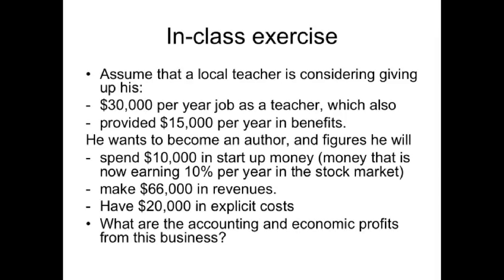Second example, similar to the first in some ways. We have somebody who's considering giving up a job, right? Makes sense. If you own a business, you're likely giving up some income that you could be earning otherwise. So we'll assume this time it's a local teacher making $30,000 a year in cash and $15,000 per year in benefits. This person wants to become an author. Figures $10,000 in startup money will be spent, money that earns 10% per year in the stock market. The assumption is $66,000 in revenue in the year and $20,000 in explicit costs.